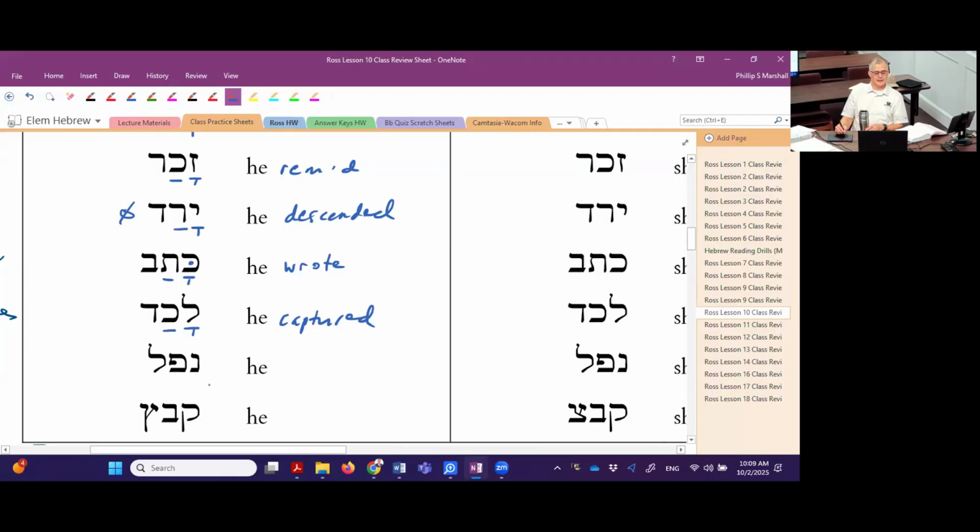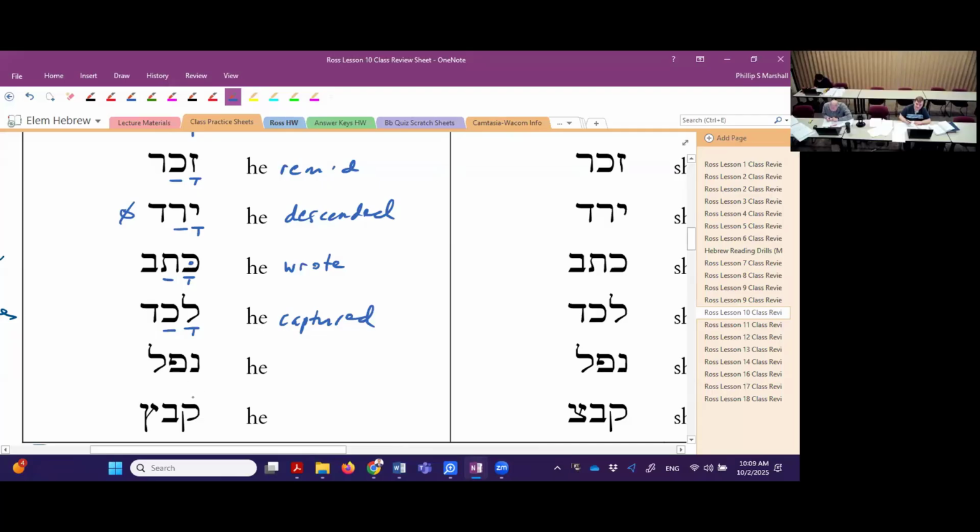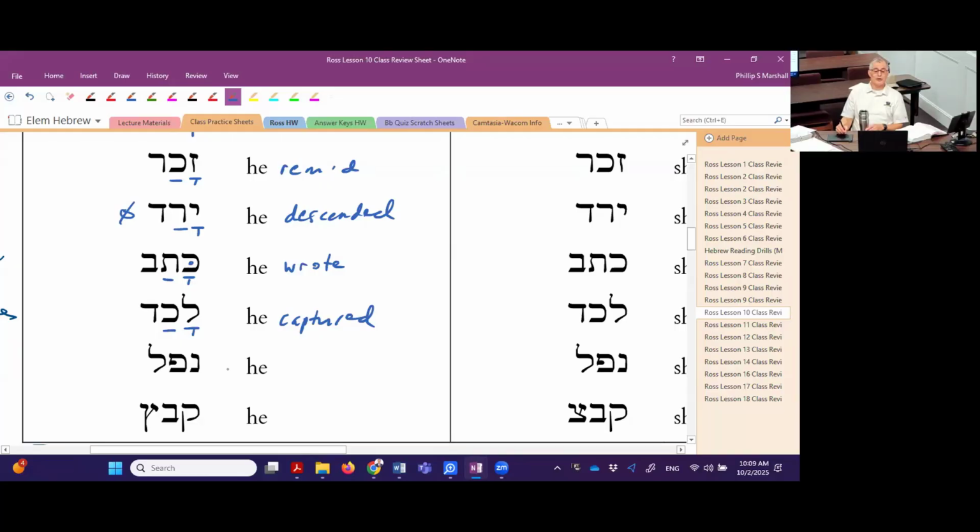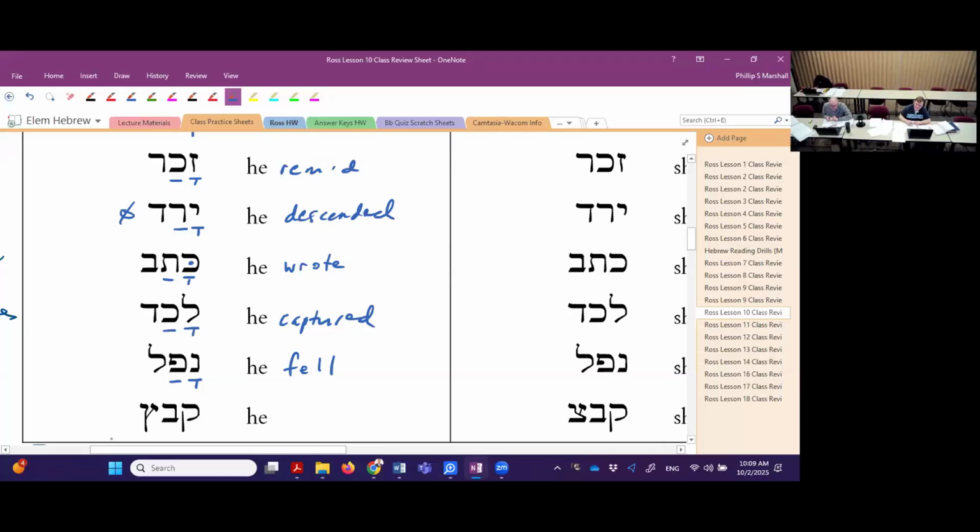And then nun pe lamed. What does that mean? To fall. So whenever we're finished with this, it's going to mean he fell. What goes under nun? Qamets. The pe, root 2? Patach. Root 3? Nothing. Very good. Not fall, everybody. Say that. Not fall. The fall. So he fell.